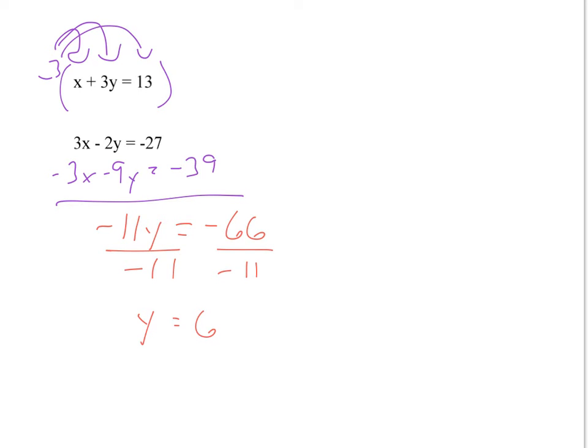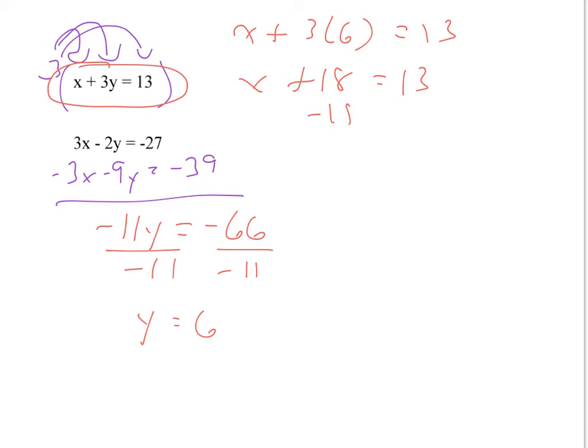Once we have y is equal to 6, let's plug that back in. We can do it to either equation. It doesn't really matter. I'm just going to, for the fun of it, choose this one. So I have x plus 3y, and y is 6, equals 13. So I have x plus 18 is equal to 13. Subtract the 18 from both sides. It looks like x is equal to negative 5. So therefore, my ordered pair, we'll do that in blue, is x is negative 5, y is 6. So I have the ordered pair negative 5, comma, positive 6.